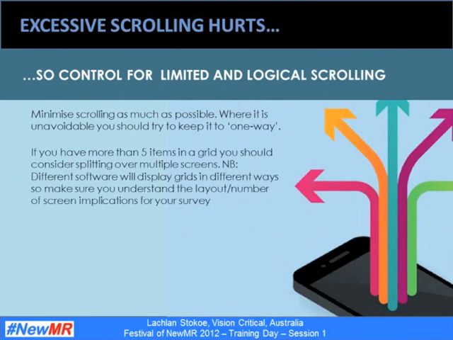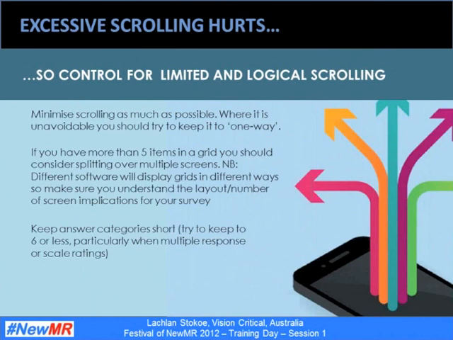If you have more than 5 items in a grid, you should consider splitting them over multiple screens. Different software apps will display grids in different ways, so you need to make sure you understand the layout implications of the software that you're using. Keep your answer categories short. Try to keep them to 6 or less. And this is particularly important when dealing with multiple response or scale rating questions.